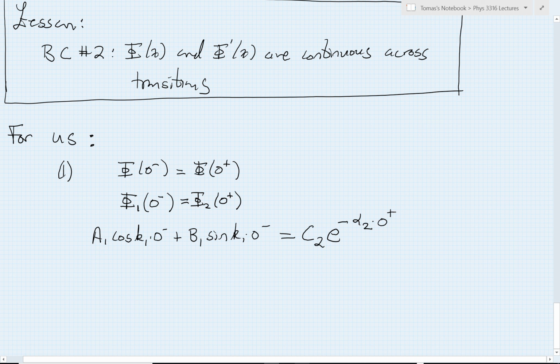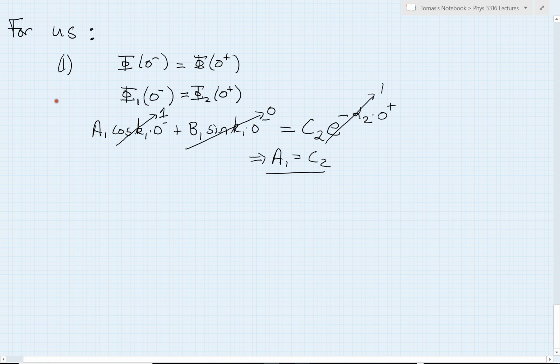And now we can evaluate. As we had just said, as x goes to 0, sine of k1x just gives me 0, so this whole term goes away and gives me 0. Cosine of 0 just gives me 1. See how convenient the sine and cosine form is? So basically I just have a1 on the left-hand side. On the right-hand side, e to the 0 also just gives me 1. So I very quickly can conclude and tidy this up that a1 must equal c2. That's my first condition joining across that transition region.